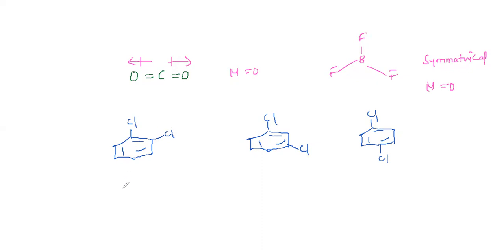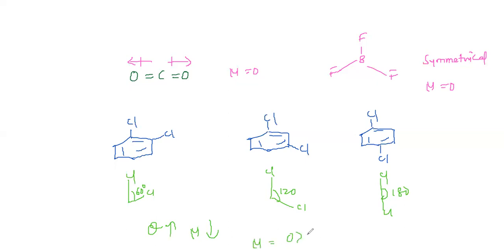Here this is the bond angle. Both the chlorines are like this. We have chlorine, and I call this 60 degrees. Whereas in this case, both the chlorines are at 120. Here both the chlorines are at 180. So the final conclusion: as the theta value increases, dipole moment decreases. So ortho has more dipole moment than meta, then para.